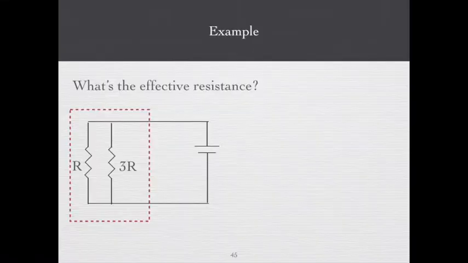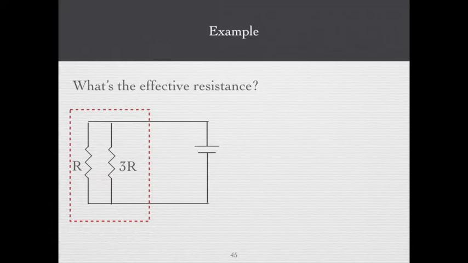In example 3, let's see what the effective resistance is in this case. First, you must identify how R and 3R, these two resistors, are connected. Are they connected in parallel or series? Let's see, they share the same head and they share the same tail. So they are connected in parallel.